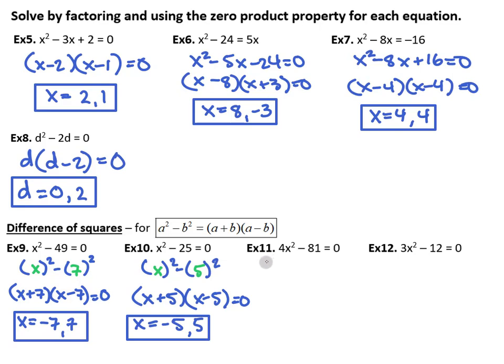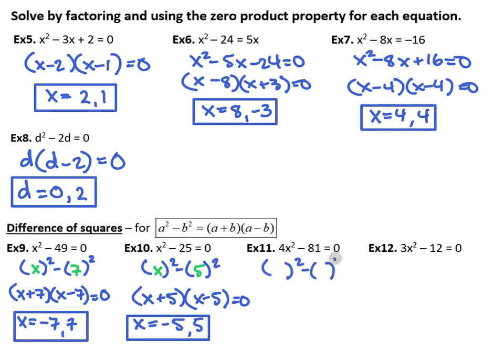Okay, so for example 11, again, I see there's no greatest common factor, so it's the first thing to check for. But I do have two things that could be considered perfect squares. I know 81 is 9 times 9, and both the numbers 4 and x squared are perfect squares. Because there's subtraction between them, I think we can use our difference of squares pattern.